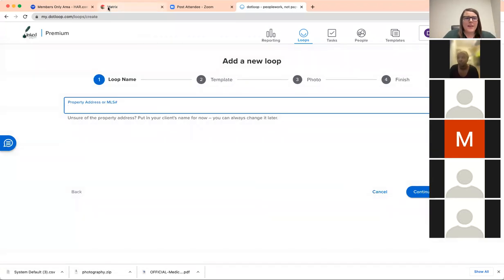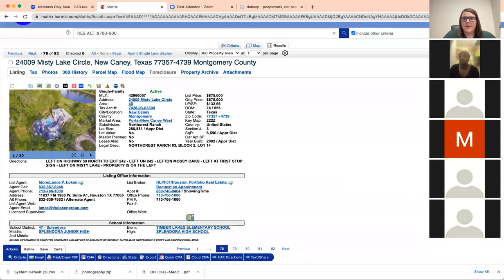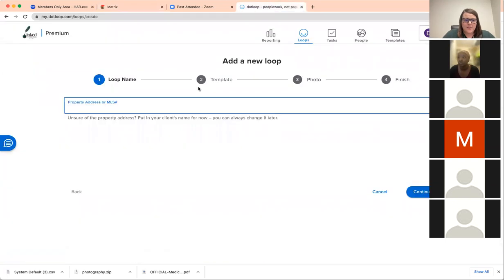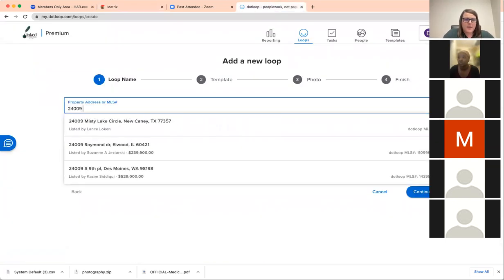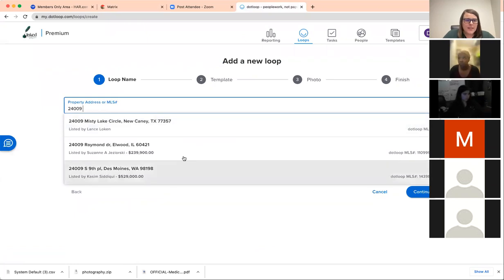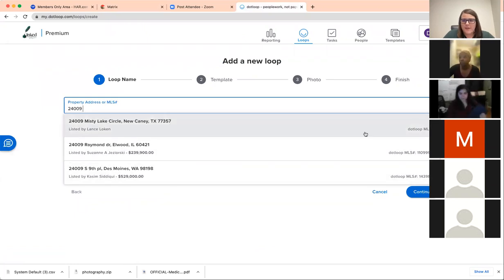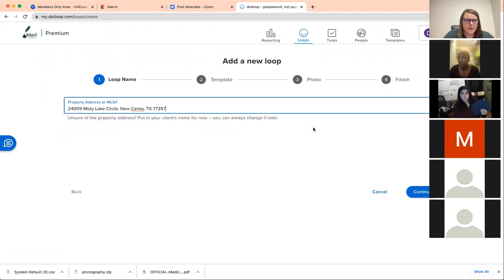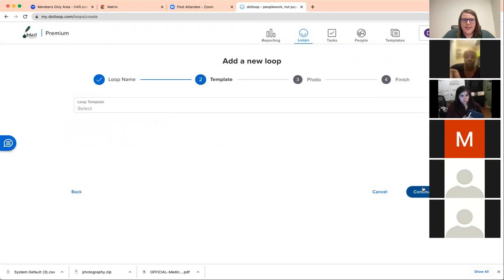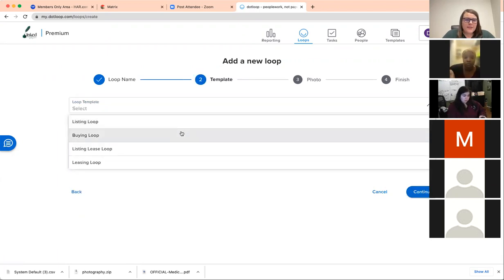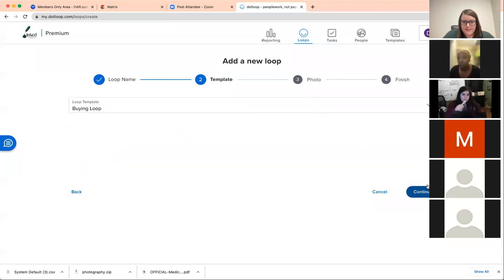Now, again, what I love about dot loop is it auto pulls information. So we're gonna take the address 24009 Misty Lake, and it pops up saying that it is listed. What's interesting is it doesn't have the MLS number, but I'm sure it will. You click on it, hit continue. This is a buying loop because it's not our listing.